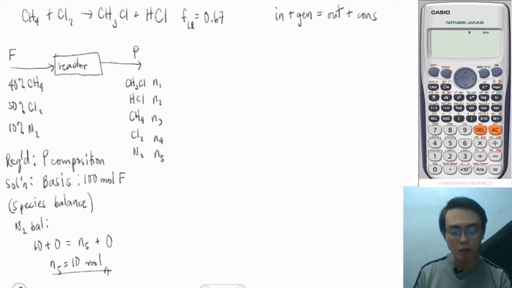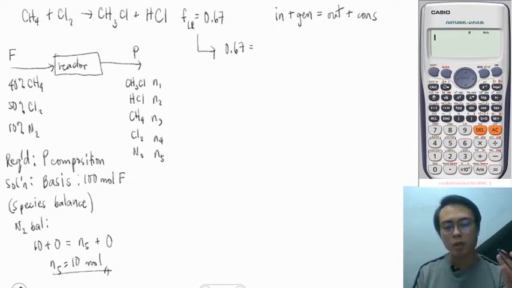We will only have deviations for this when we are now solving for the species which are reacting. Okay? Before we go to the balances of the reacting species, let's first take a look at the conversion. So we will be applying the definition of conversion. So this is 0.67 is equal to, if you will remember, conversion is number of moles reacted over number of moles fed.